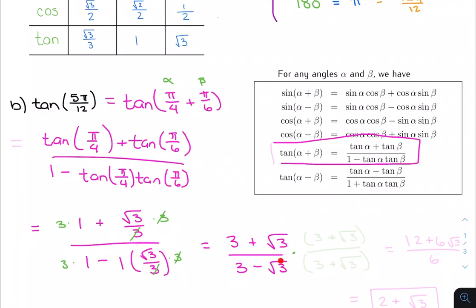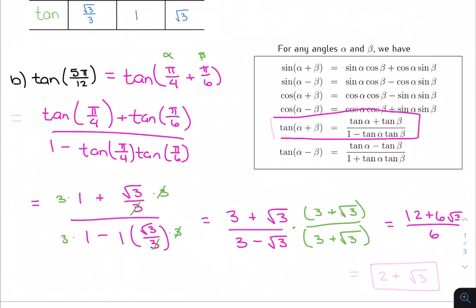And since we can't have a square root in the denominator, we're going to want to rationalize this by multiplying by the conjugate. And remember, the conjugate is the same thing as the original, but we're going to switch the middle sign. So the conjugate of 3 minus the square root of 3 is just 3 plus the square root of 3. And we're going to multiply this to the numerator and denominator. So once we multiply everything out and simplify, we would get 12 plus 6 square root of 3 all over 6. And if we simplify this by dividing 6 to both terms, we would get 2 plus the square root of 3. So this is our final answer for tangent of 5 pi over 12.